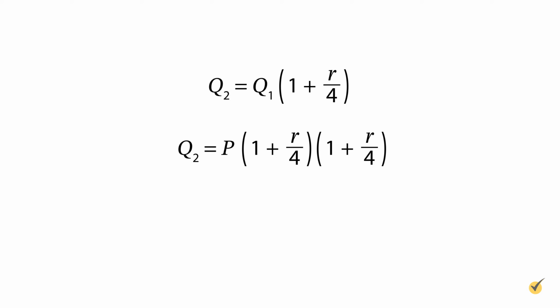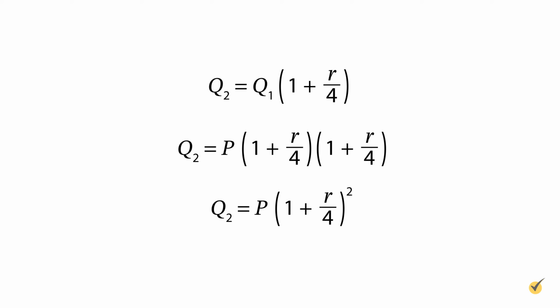Before we move on to the third quarter balance, I want to point something out. When we wrote that Q2 equals Q1 times (1 plus R over 4), we were equivalently saying that Q2 is equal to P times (1 plus R over 4) times (1 plus R over 4), because we already defined Q1 as being equal to P times (1 plus R over 4). This expression can be slightly condensed to Q2 is equal to P times (1 plus R over 4) squared.